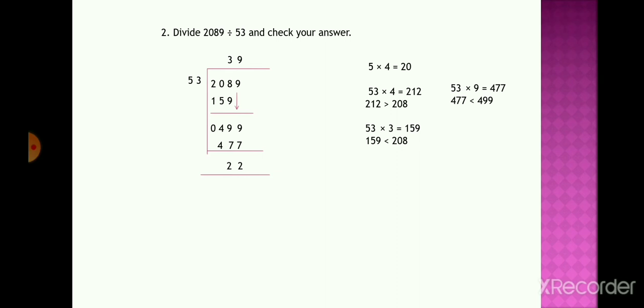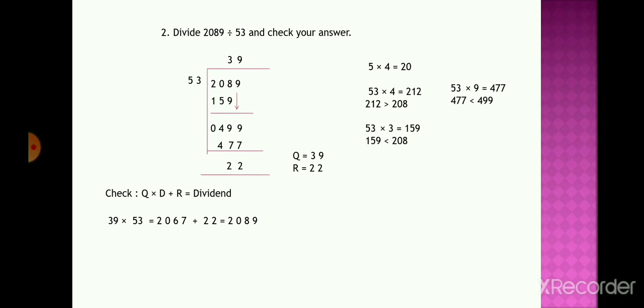Since the remainder is less than the divisor, we can stop the division. So the quotient is 39 and the remainder is 22. Now let's check whether division is correct or not using the formula. Multiply the quotient and divisor, add with the remainder, we will get dividend. So multiply 39 by 53, we will get 2067. Add with the remainder 22, we will get 2089, which is nothing but the dividend.